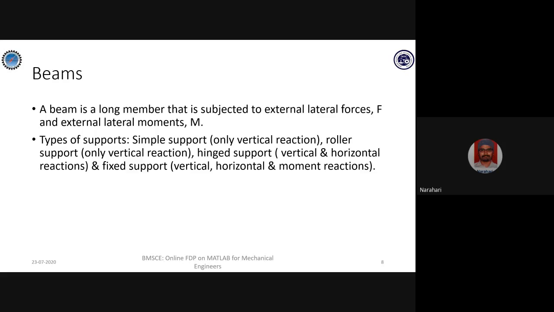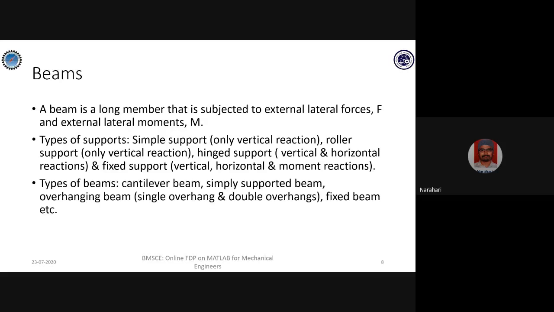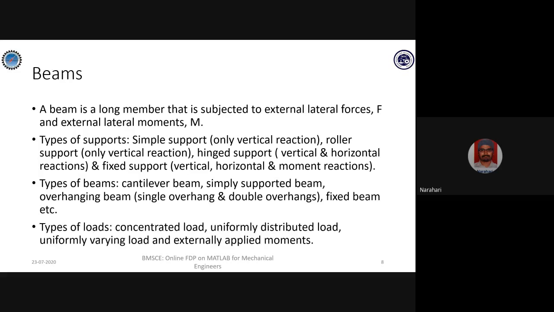Now there are different types of supports: simple support, roller support, hinged and fixed support, and they offer the reactions that are mentioned in the corresponding bracket terms. And there are different types of beams based on the type of supports at the ends of the beam. So you have a cantilever beam, simply supported beam, overhanging and fixed beam. There are other types also, but generally these are the majority of the types of beams. Then the most usually encountered types of loads: concentrated load, uniformly distributed load, UVL, and externally applied moments, right?